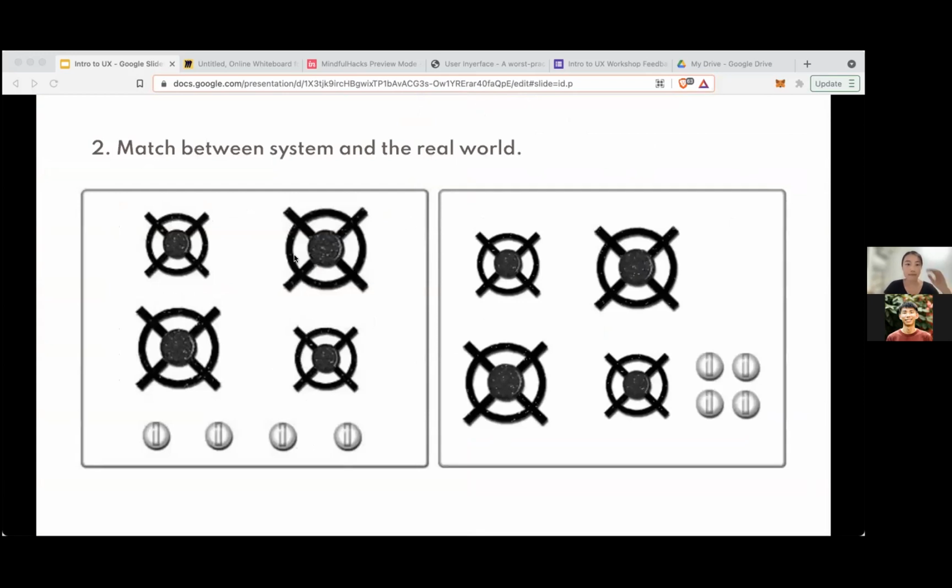So first is match between system and the real world. You see there are 2 designs of stove here. The left has the controls at the bottom in a vertical format. The right has controls in an arrangement similar to the stove. We always want the controls to match the real world, so that if I want to turn on this stove, I know intuitively which control to use, instead of trying to figure out which control is connected to which stove. So this is match between system and real world.